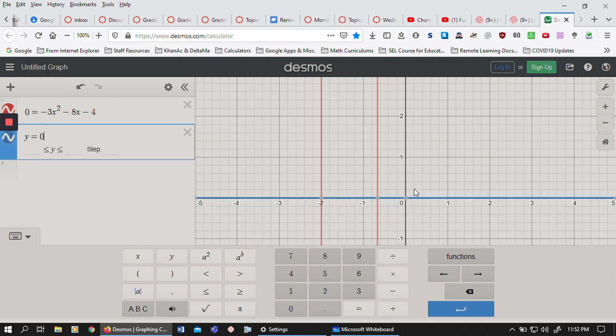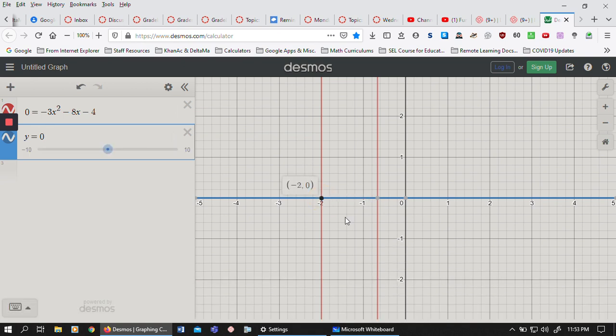Remember, that line just showed up as a blue line there. That's the x-axis. So the places where that x-axis, that blue line, is actually touching the red graph that we've got here, those are the x-intercepts. Those dots were there even before I graphed the x-axis with the line y equals 0. But again, you can click on these. Remember, solving quadratic equations by graphing.